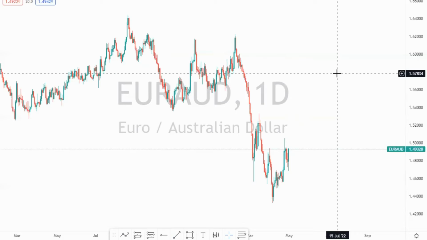So the second pair that we have for this video is EURAUD. This is one of my favorite pairs also. So like I said, we start from a daily time frame and we move down to a smaller time frame.